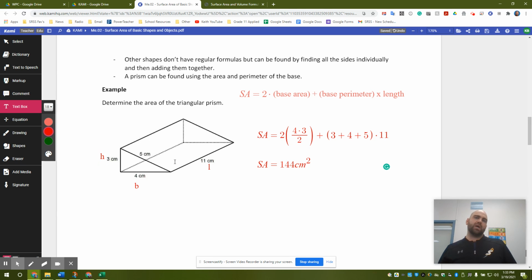Or we can just find the area of each side. So find this top, the bottom, and this back side, and then find the 2 triangles and add it all together, and you're going to get the exact same answer.